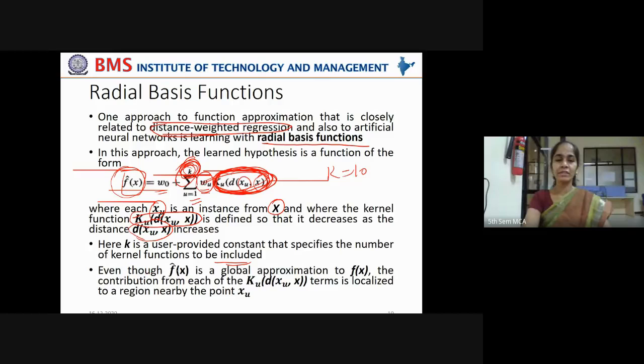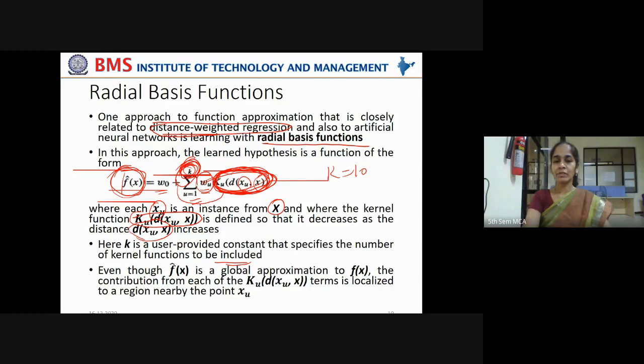Even though f cap of x is a global approximation to f of x, in this case f cap of x is a global approximation. It is not a local approximation. Why? Because we are taking all the training examples. We are not taking just the k nearest neighbors. That is why it is called a global approximation.